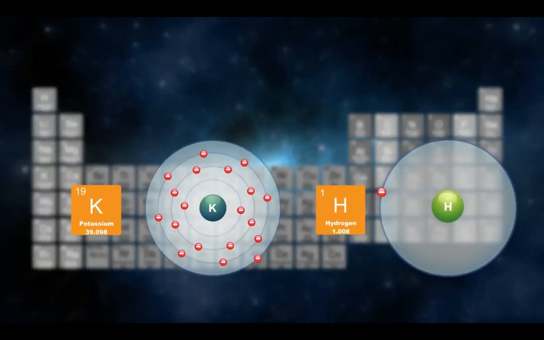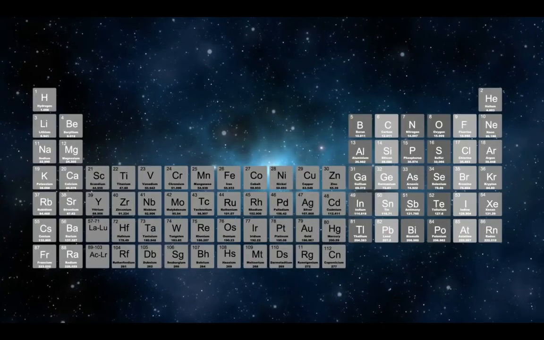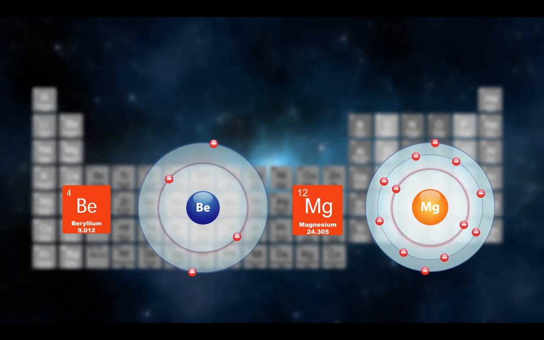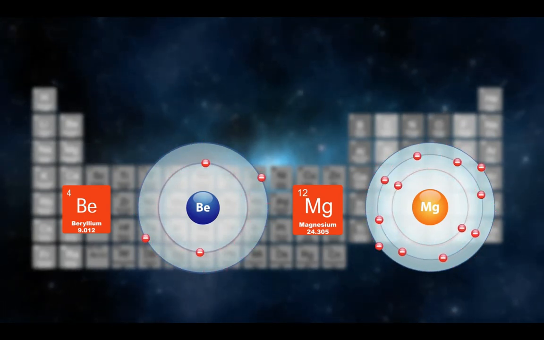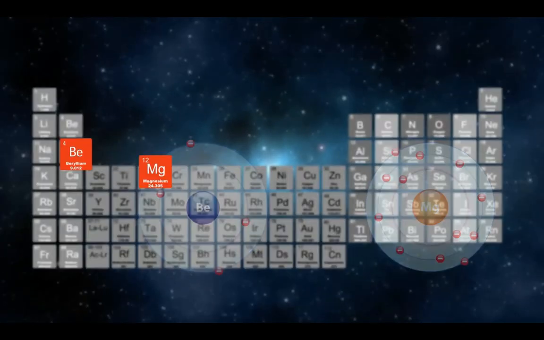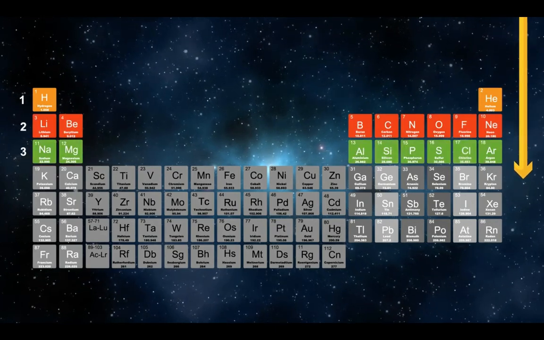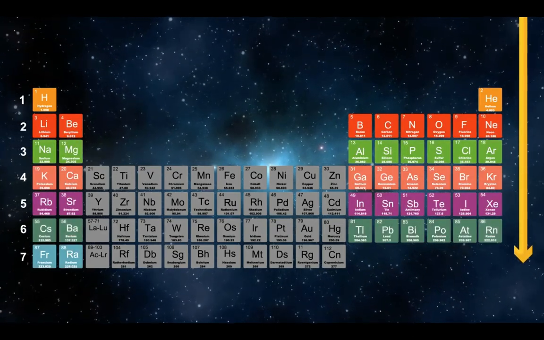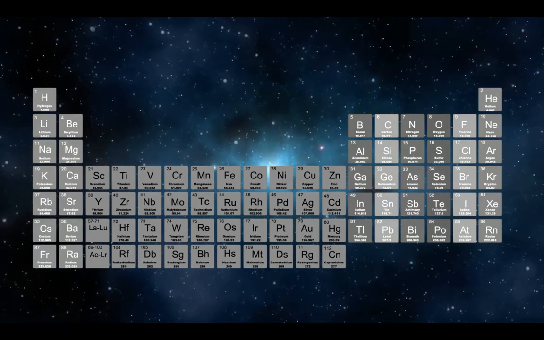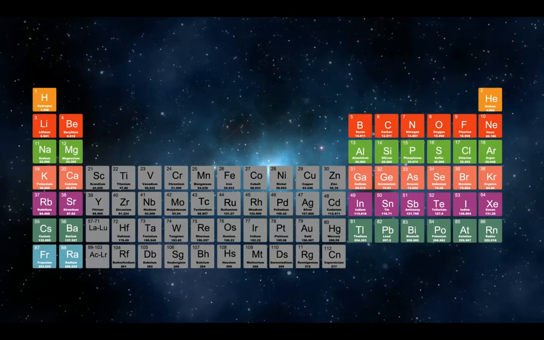Elements in the first column have 1 valence electron. Elements in the second column have 2, and so on. Elements in each column will share similar characteristics. Rows are called periods. They run from left to right. Each element in the same period contains the same number of electron shells.